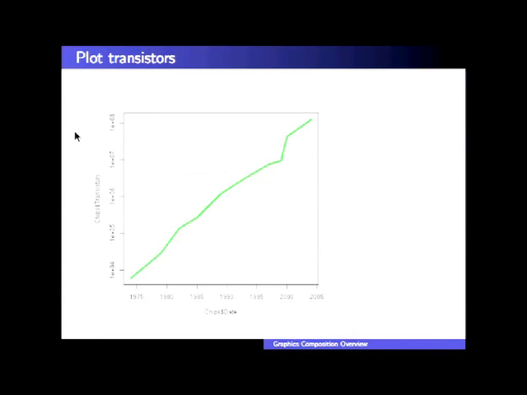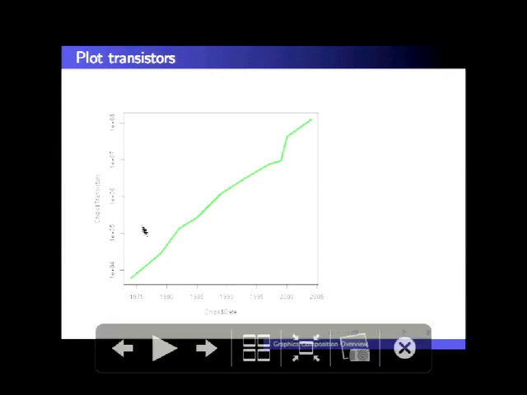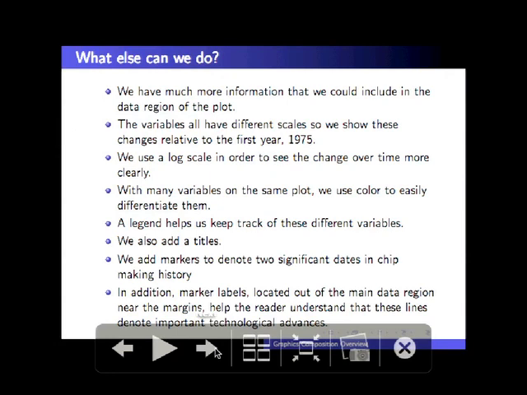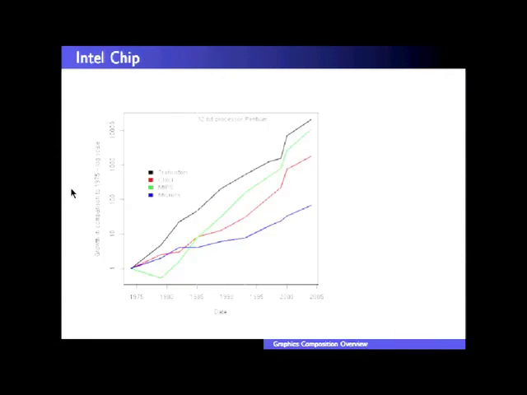Now let me say one more thing. We had a lot of data about the change in chips over time, and I'm going to put this one up as a parting picture. This is more things we could do. I've now put transistors, clock speed, MIPS, and microns all on the same plot by making them all relative to when the chip was first made, so they all start at 1.